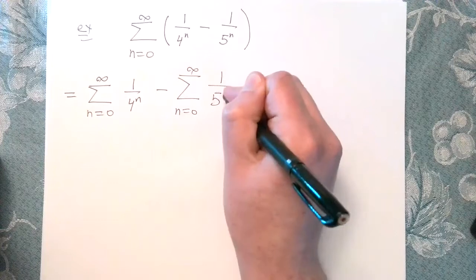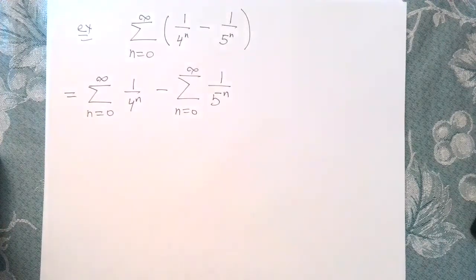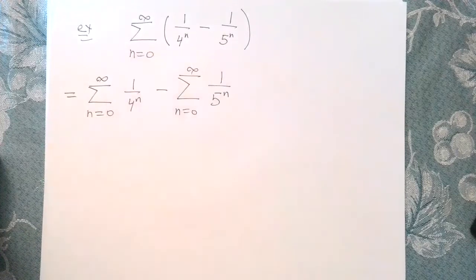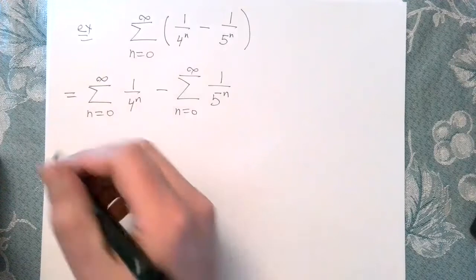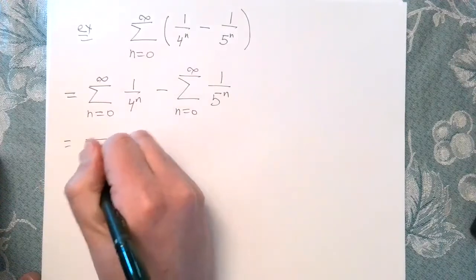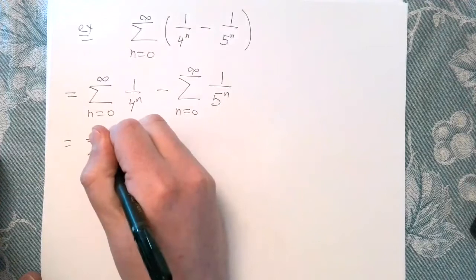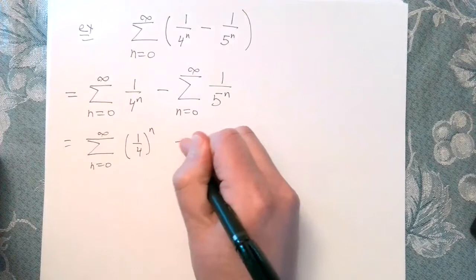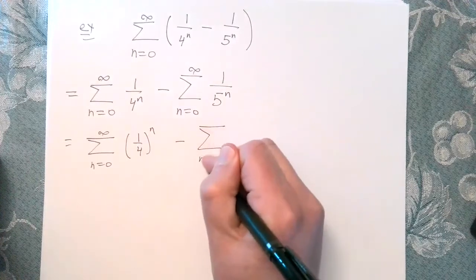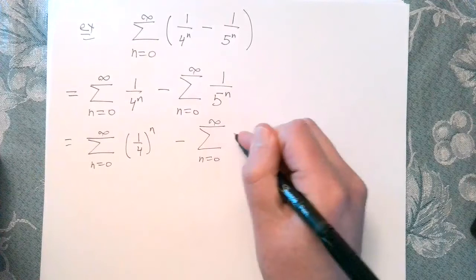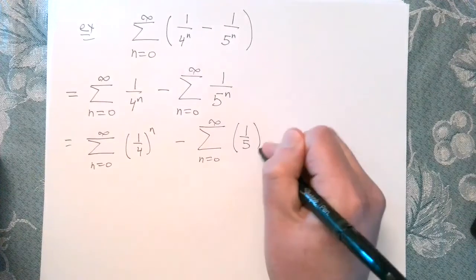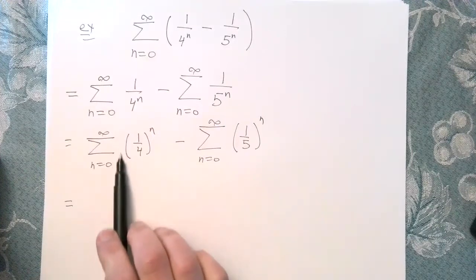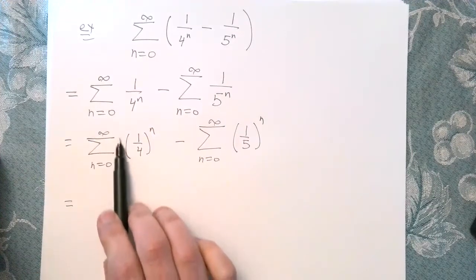So of course we do this with great care. Okay, so yeah, since both of these sums exist individually, I am allowed to do this. And so now I can rewrite this so it looks a little bit more familiar. This is actually 1/4 quantity to the n. And this right here is exactly 1/5 quantity to the n power. And so what is a? So a is 1 in this case, right? So a is 1.